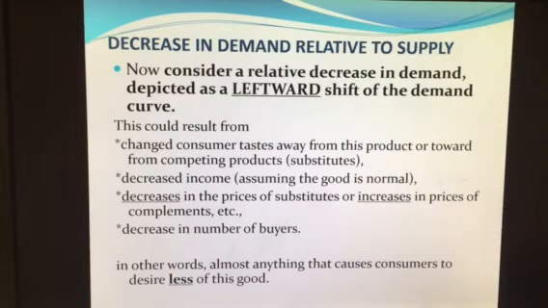Now consider a relative decrease in demand depicted as a leftward shift of the demand curve. And this could result from a change in consumer taste away from the product or toward competing products. Decreased income, assuming the good is normal. Decreases in the prices of substitutes or increases in the prices of complements, or a decrease in the number of buyers. In other words, almost anything that causes consumers to want less of this particular good.